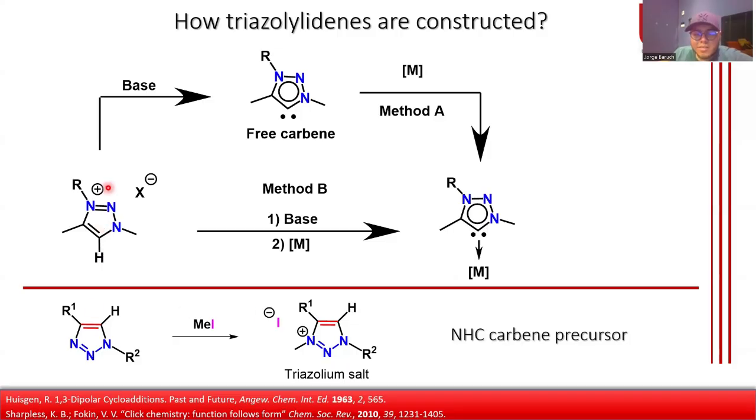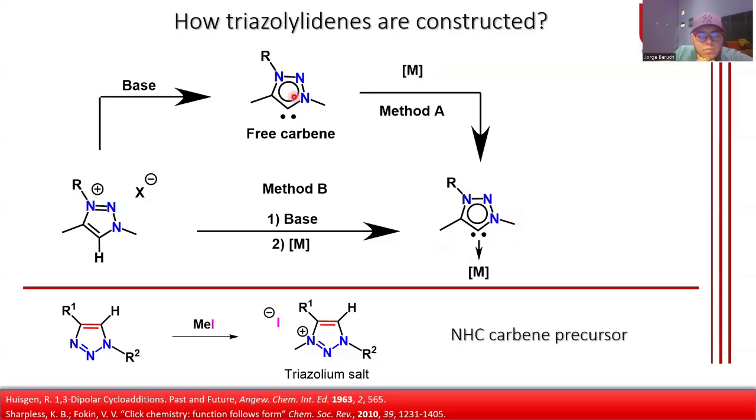So please let me explain this a little bit more. For instance, once we have this molecule with a positive charge, we can react it with a base, and so we will detach this hydrogen atom from this position and generate the free carbene. This free carbene, having the electron pair available for coordination, can then in a further step be reacted with a metal atom in order to generate the transition metal complex.